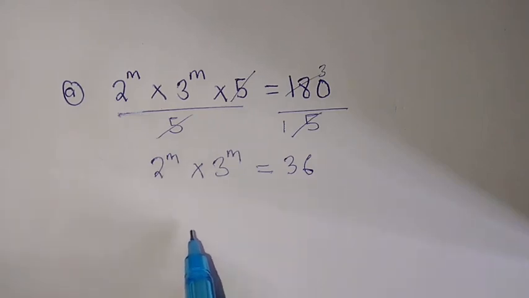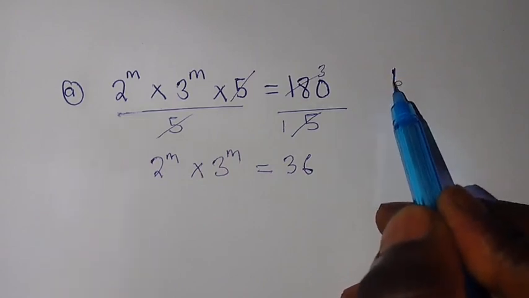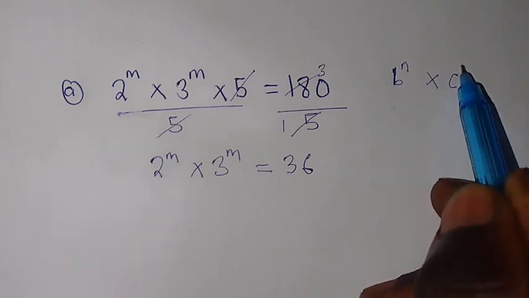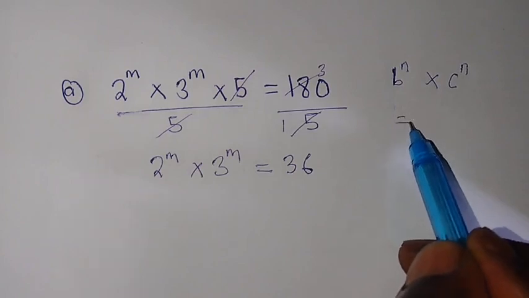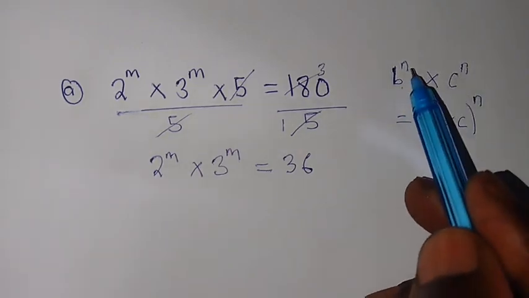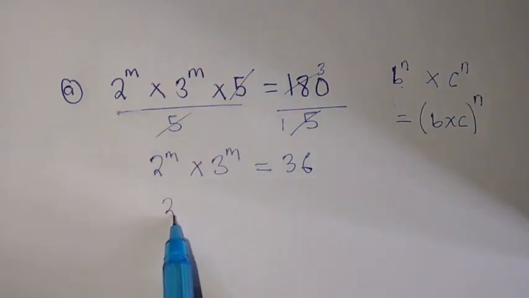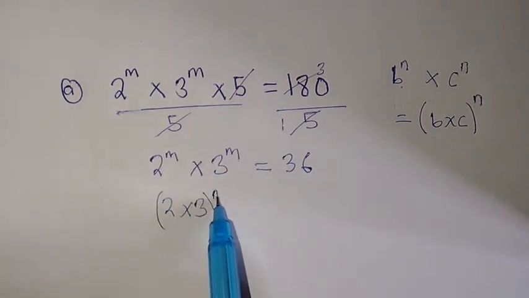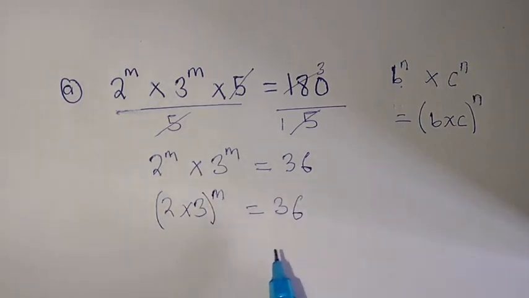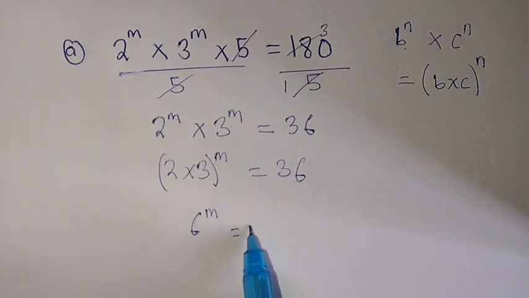So from here, what are we going to do? We go back to the laws of indices. If we have b power n times c power n, this can be written as b times c in brackets, then power n, because the powers are the same. So I'm going to apply this principle here. I'm going to write 2 times 3 in brackets raised to the power of m, equal to 36. From this stage we multiply 2 times 3. This gives us 6 power m equal to 36.